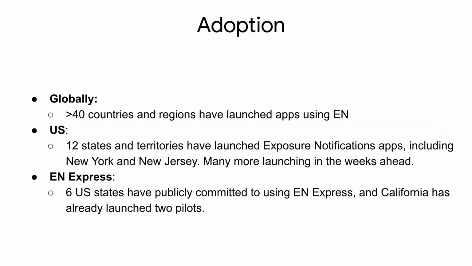Many people obviously are interested to know what the general adoption rates are for exposure notifications. So I've put a few statistics on this slide. We have more than 40 countries and regions globally that have launched apps using the Google, Apple exposure notifications APIs. Many of them have more than 20% of the population adopting. In the US, we have 12 states and territories that have launched EN apps, and 6 have publicly committed to using EN Express.